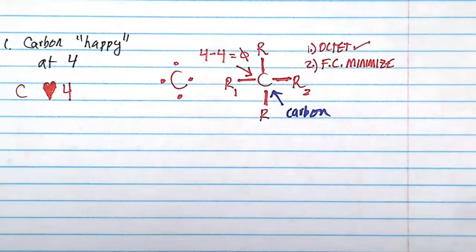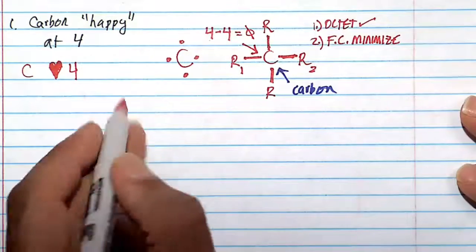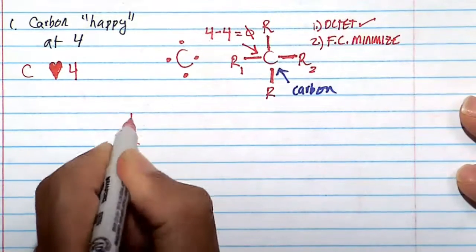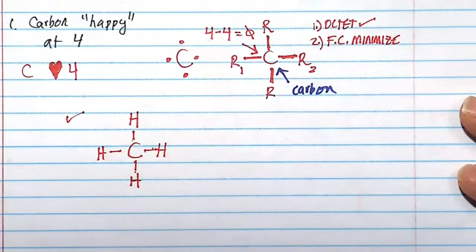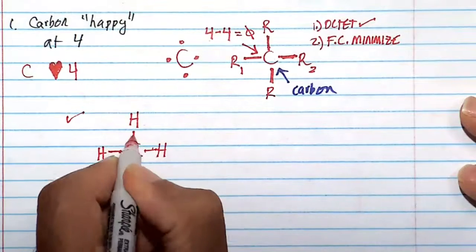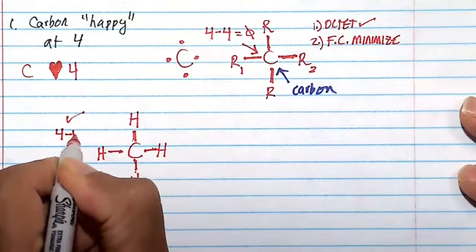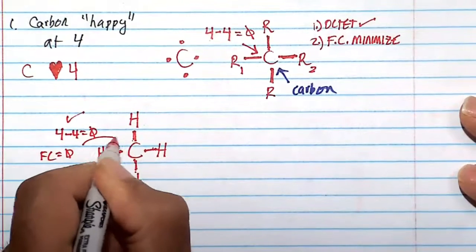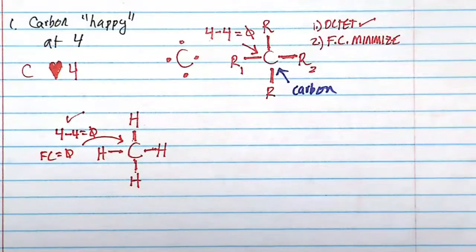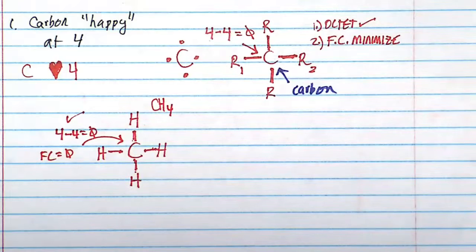Let's do some specific concrete examples. Let's replace the R's with hydrogens. We have the molecule methane. Counting, 1, 2, 3, 4, 5, 6, 7, 8, the octet rule is good. Formal charge: carbon is happy at 4, and 4 minus 4 is 0. So the formal charge of this carbon atom is 0. In fact, methane, CH4, really has no charge associated with it, because this is the best representation of CH4.